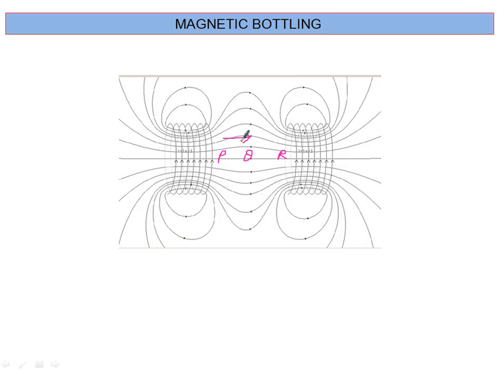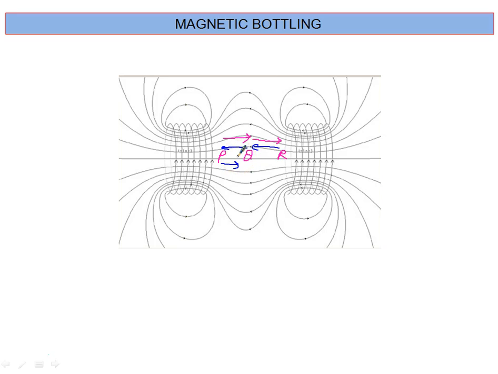Okay, if due to inertia this particle moves from Q to the R region, again at the R region it gets a strong magnetic field, and it is reflected back. Let me draw it, it is reflected back. Again due to inertia it moves from Q to the P side, again it meets a high magnetic field, and it will move to the Q region because Q is the low magnetic field region.